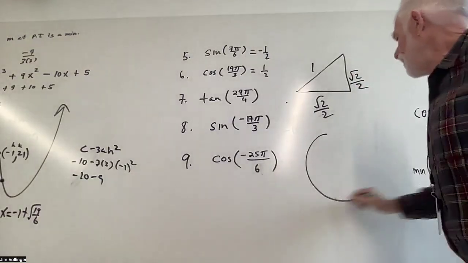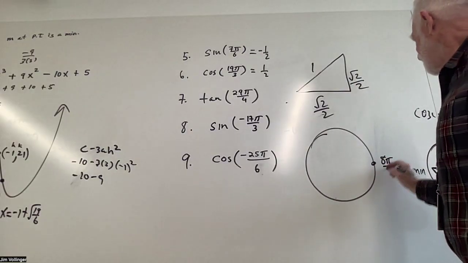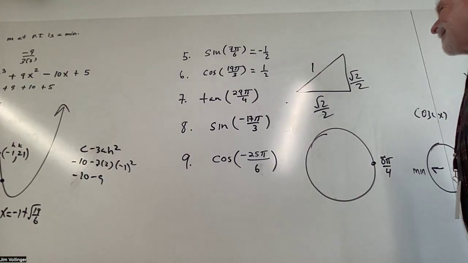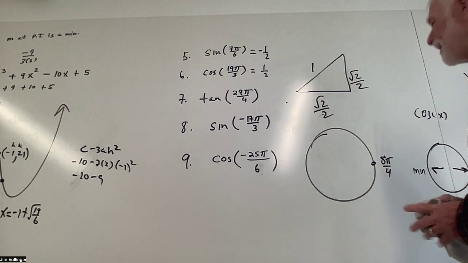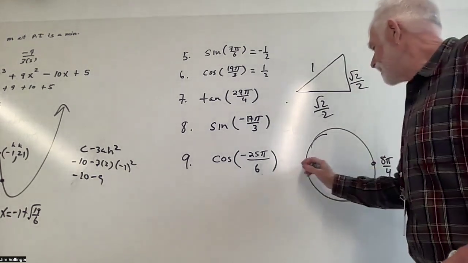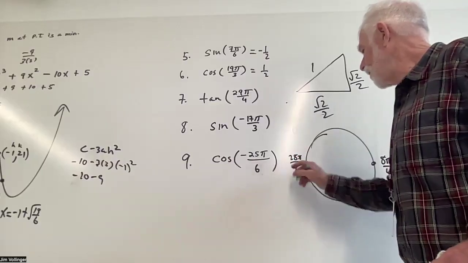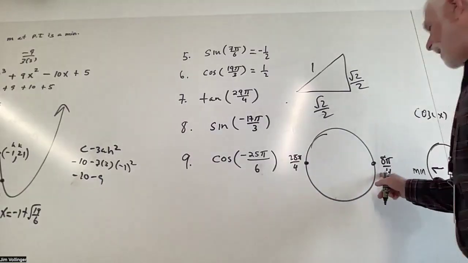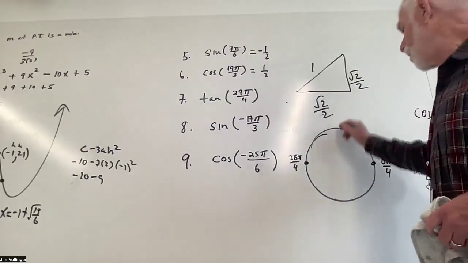So where's 29 pi over 4? Well, 8 pi over 4 is once around. And therefore, closest multiple to 29 is 28. So 28 pi over 4 is over here. Do the math. How many times is 4 going into 28? 7 pi. Even pi on the right, odd pi on the left. I need one more.